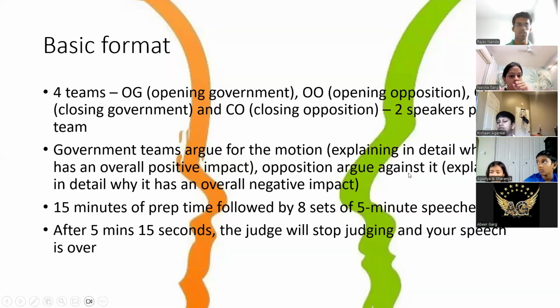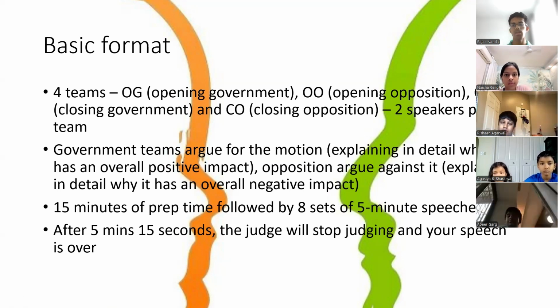Okay, so let's get into it. The basic format for British parliamentary is that there are 4 teams. So that's probably quite different to what you might be used to. It's not just 2 teams of debaters. You're going to have 4 teams. There are 2 speakers on each debating team, and the team names, which is nice to know because I'll probably be using them in the future, are in order: opening government, opening opposition, closing government, closing opposition. It'll be easier to understand later on what these teams are really doing.